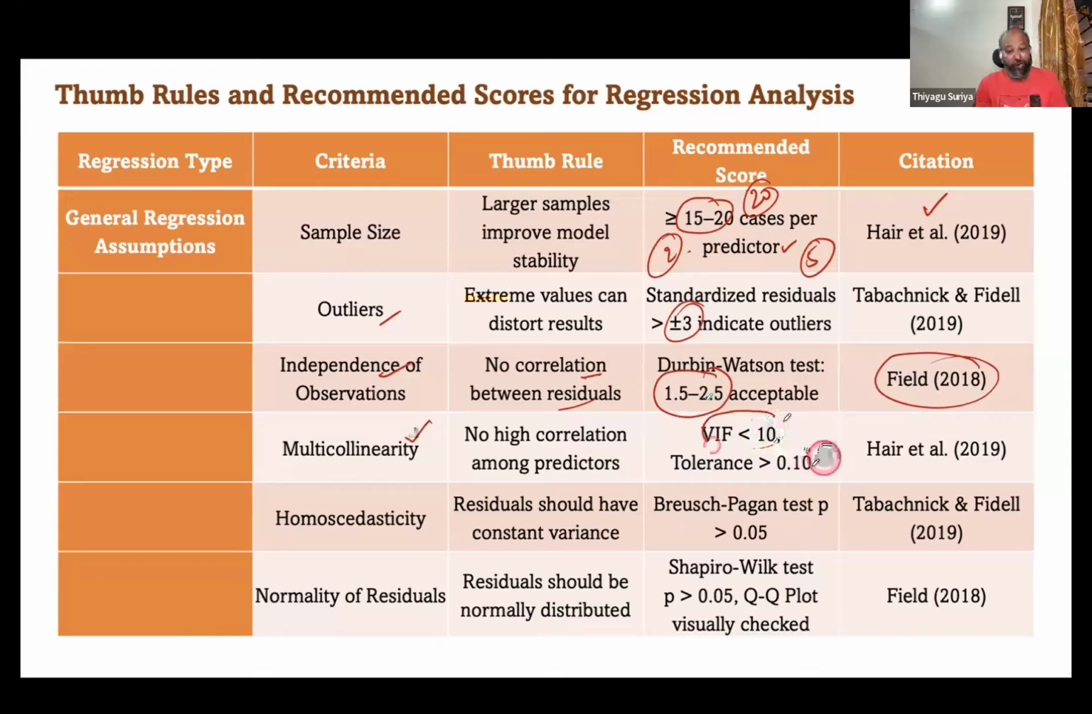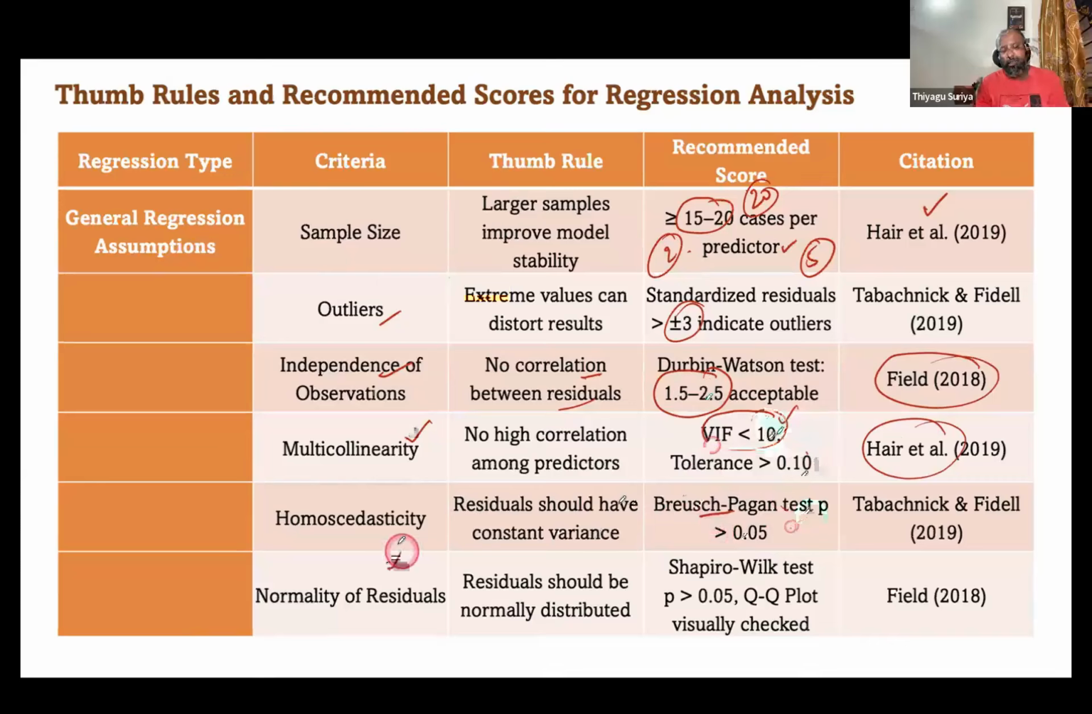Multicollinearity we find from the VIF, which should be less than 10, and tolerance should be greater than 0.10, right? The VIF score should be less than, sorry, it should be less than 10. I told it wrongly. Less than 10. This is set by Hair et al. And for homoscedasticity there is the Breusch-Pagan test, but it is not possible in JASP, since I checked with this.